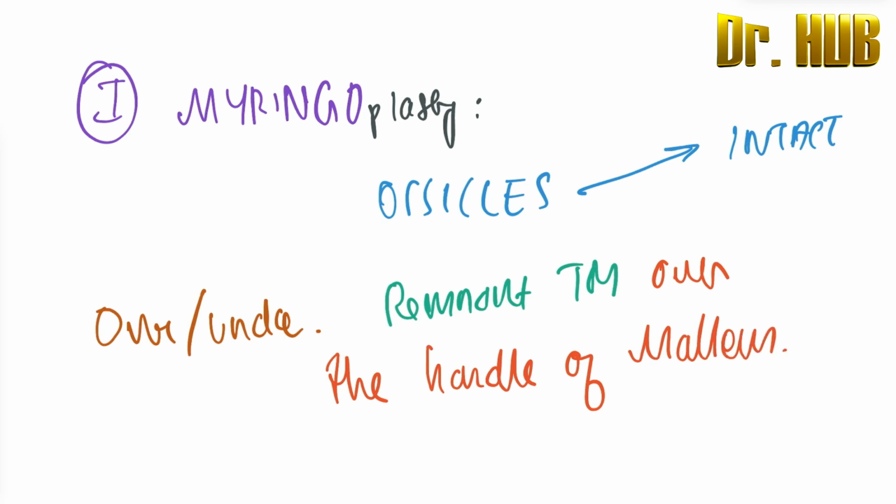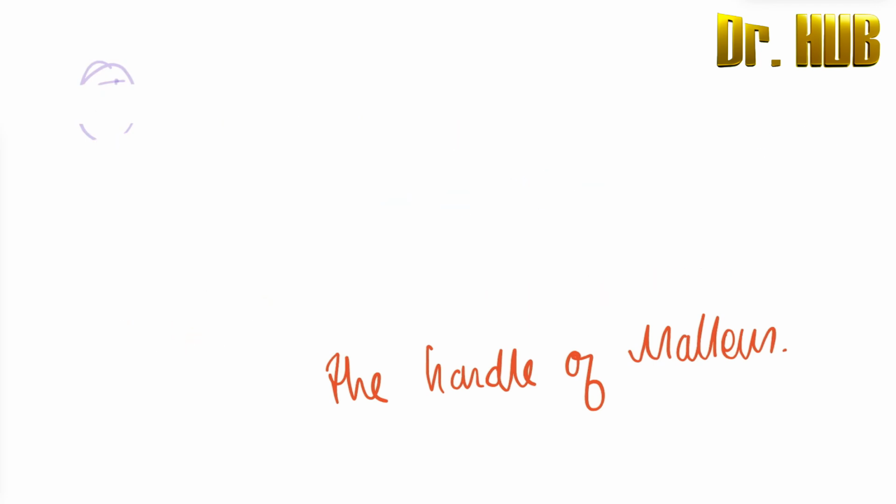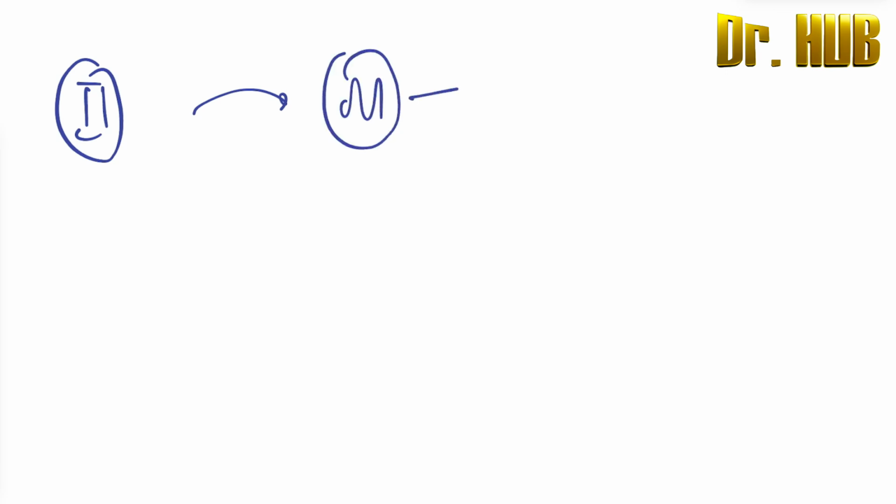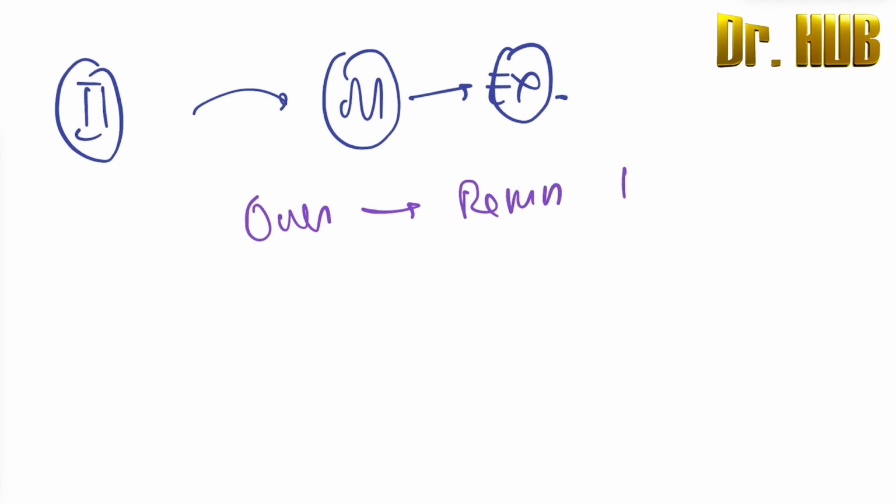Next we move on to type 2. Here it is the remnant TM over the handle of the malleus. In type 2 the finding is that the malleus is eroded. In type 1 everything was intact, ossicles are intact. Here the malleus is eroded. The graft is placed over the remnant malleus as well as the incus.